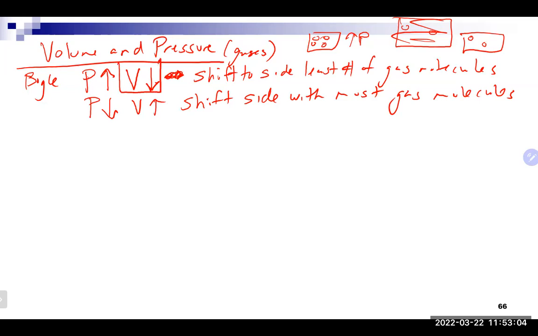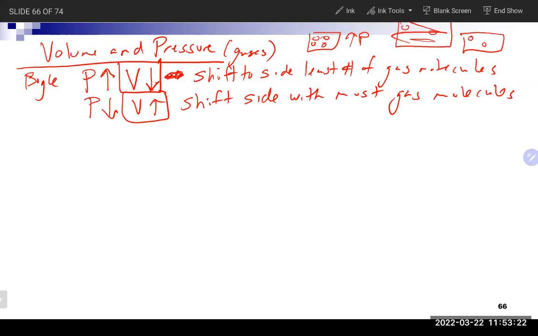Small volume, I need fewer gas molecules in there. Larger volume, I need to fill it by putting more gas molecules in there. So a good way to remember it is by volume. Again, small volume, fewer molecules, and larger volume, we need more gas molecules to fill it.